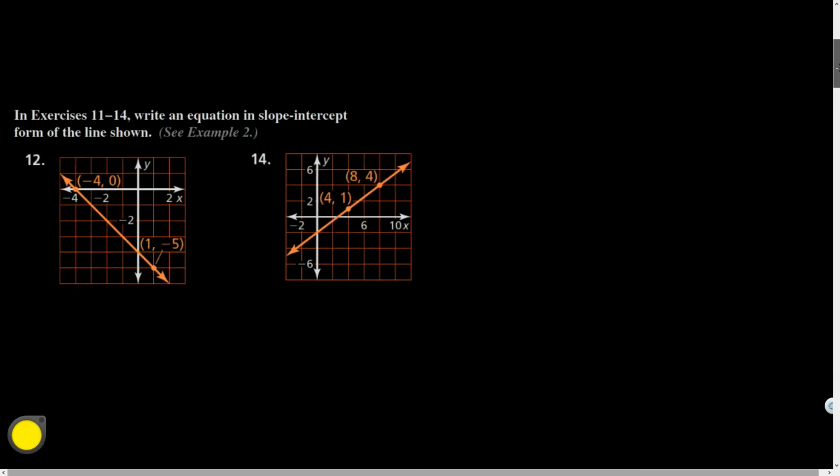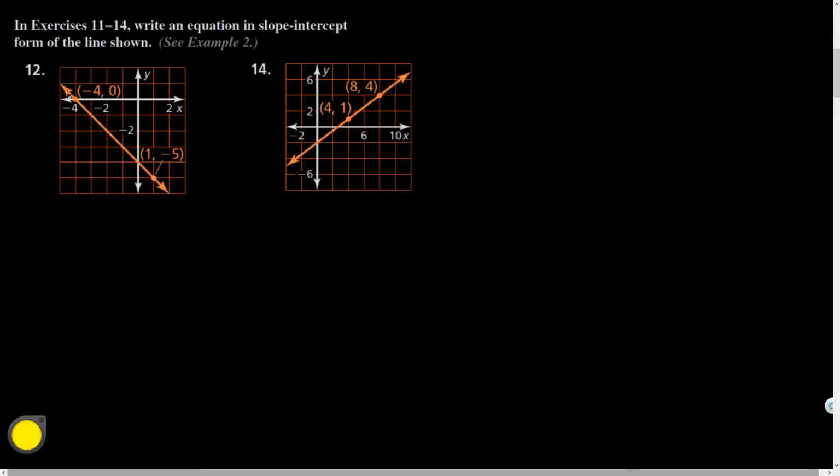Let's take a look at these problems here. So I've got 2 points. None of them were the y-intercept. I can see the y-intercept right there. It's hiding. But I'm not going to use slope-intercept form. I want to use point-slope form. So here we go. Let's call this point x1, y1, and this one x2, y2. And I need to find the slope.